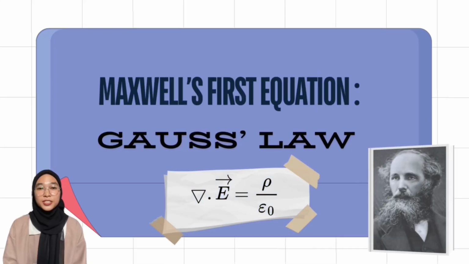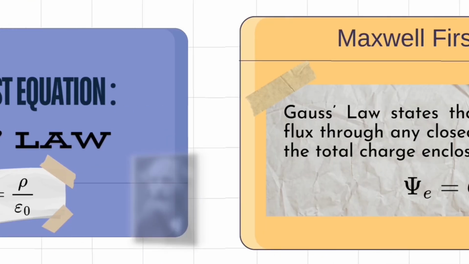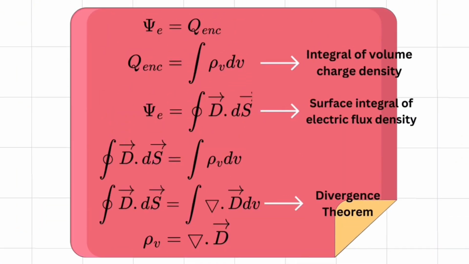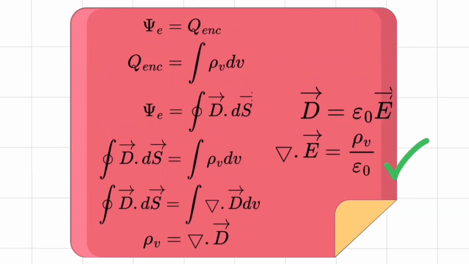The first Maxwell equation states that the divergence of electric field is equal to the charge density over the permittivity of free space. This equation is based on Gauss law, which states that the total electric flux through any closed surface is equal to the total charge enclosed by that surface. From the definition of Gauss law, we can use the integral of volume charge density, the surface integral of electric flux density, and the divergence theorem to obtain that the volume charge density is equal to the divergence of electric flux density. Since D is equal to epsilon naught E, we can substitute this in the equation to obtain the first Maxwell equation, which is the divergence of E is equal to rho V over epsilon naught.